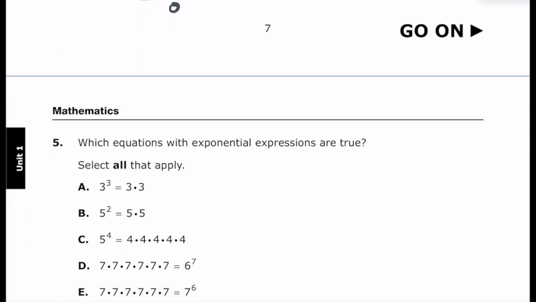All right, let's check out number 5. For number 5, it says which equation, so these are all equations because they all have equal signs here, right? Showing that 2 expressions are equivalent, maybe. It says with exponential expressions are true. Okay, so select all that apply, so there could be more than one right answer.